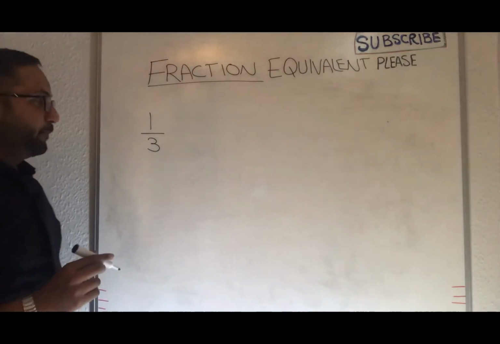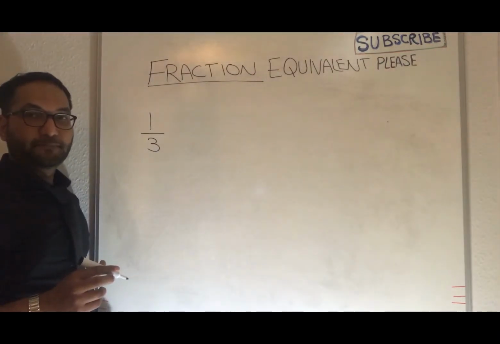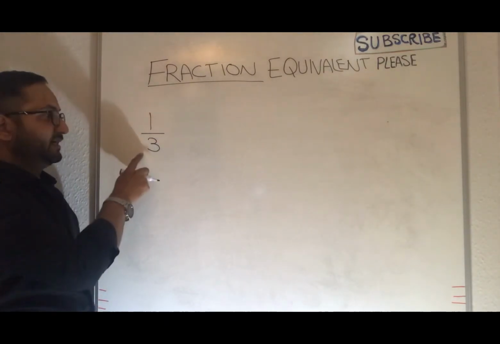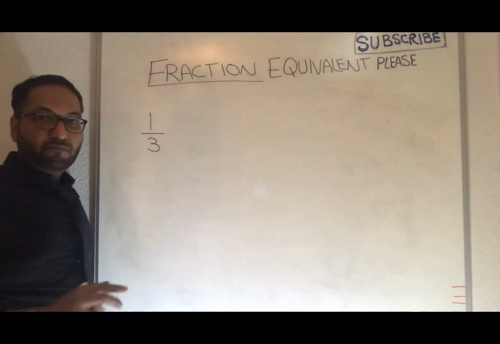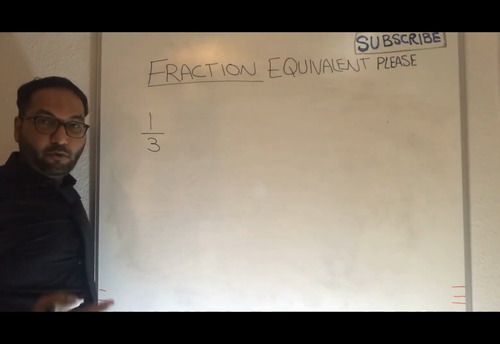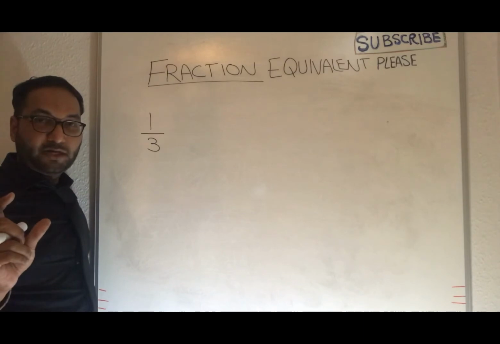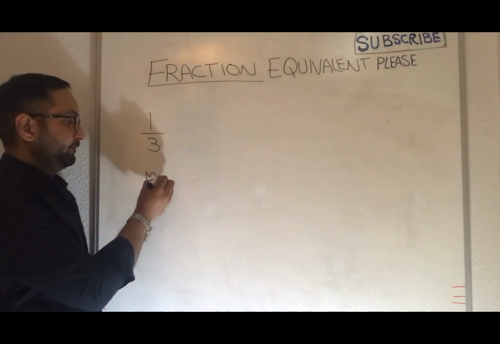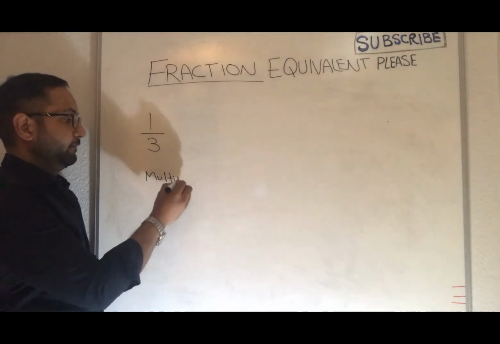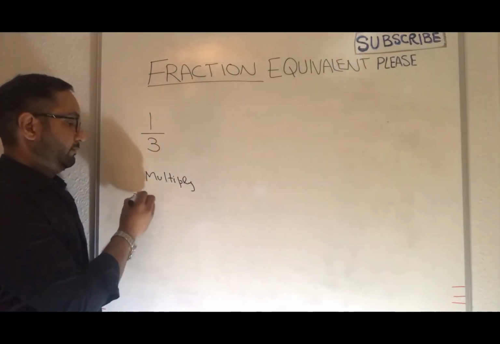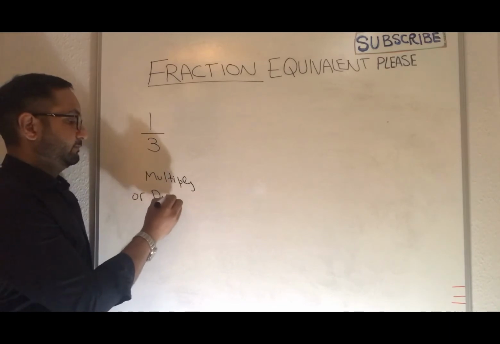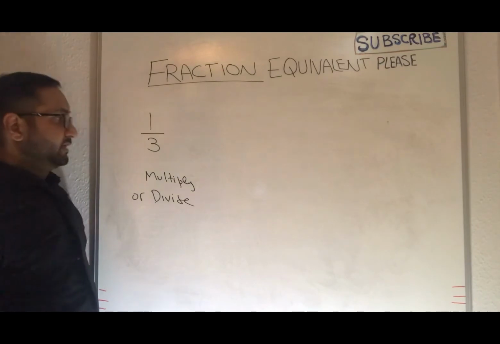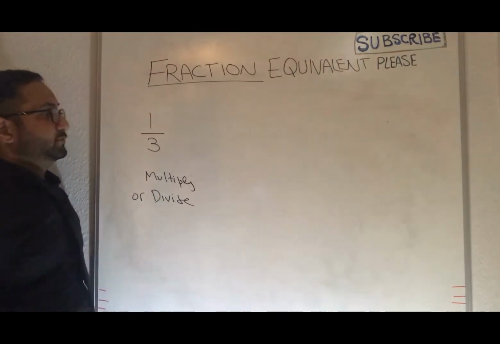So what operation do we have to use on it? We have 2 values. One is the numerator, the second is the denominator. Whenever we need to find equivalent fractions, we need to multiply or divide. Multiply or divide.